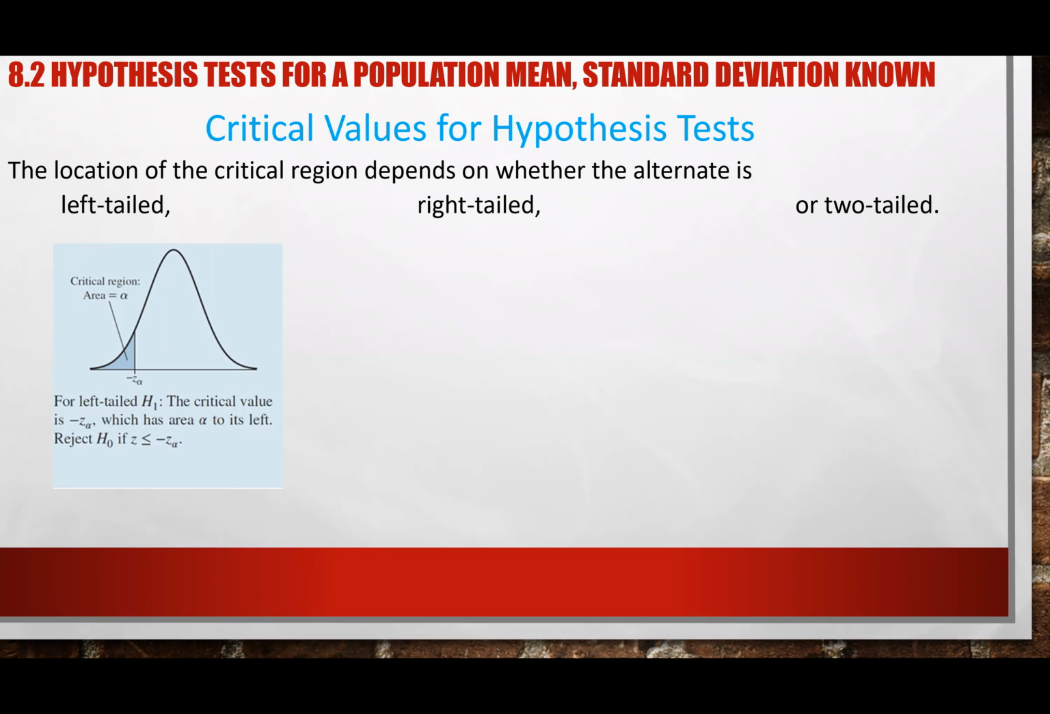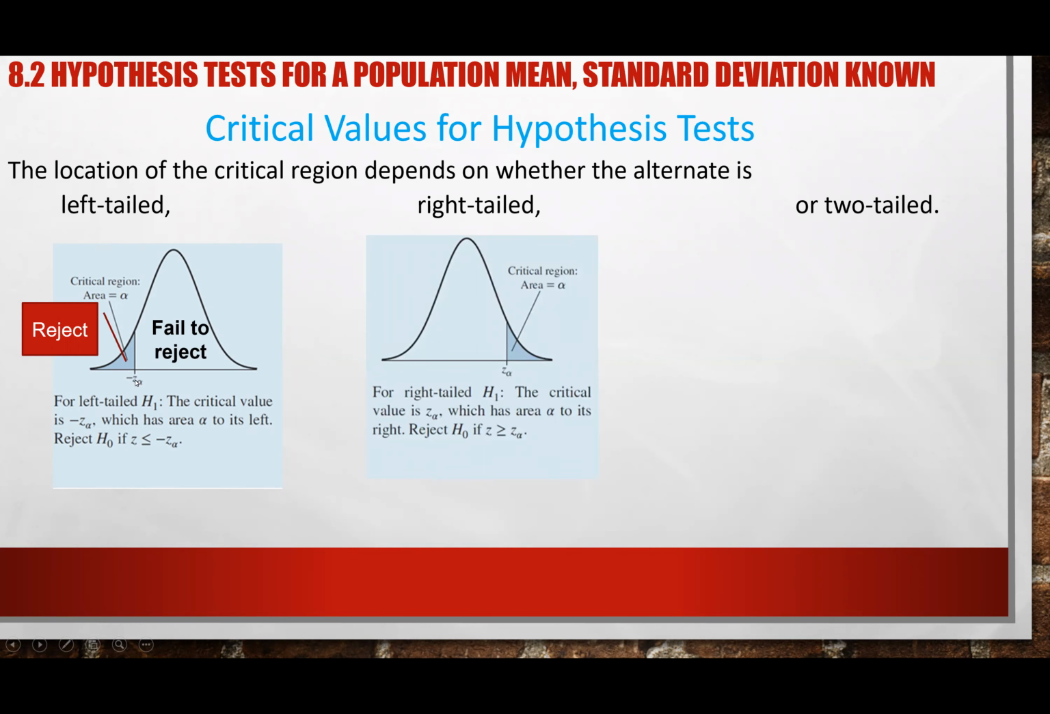If your claim is you want to test for something less than the actual value or less than the specific value, then that will be our left tail test, which is anything less than. If your inequality points to the left, that's your left tail test, and your critical region will be on the left. This is your reject region, and anything to the right of that Z critical value will be fail to reject. And again, as you can see, the Z critical value for the left tail will be negative, and the Z critical value for the right tail will be positive.